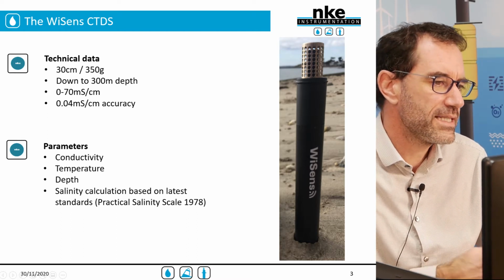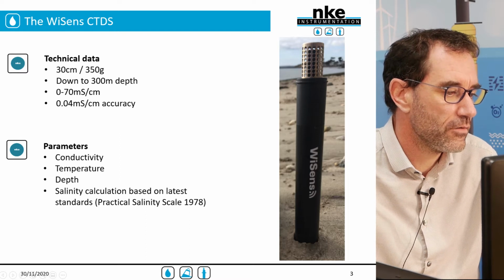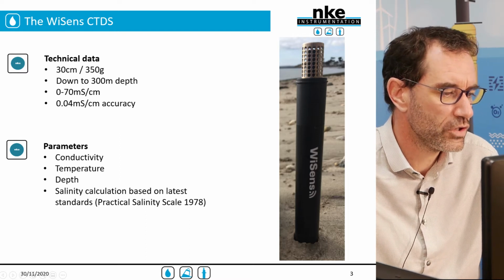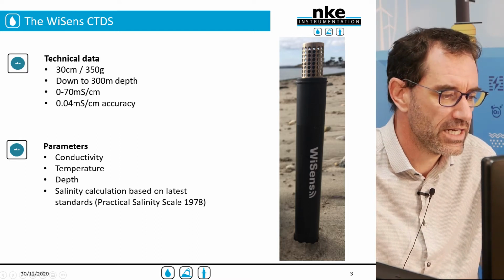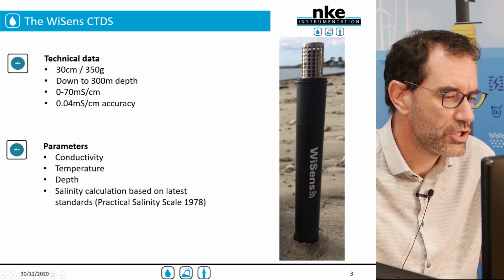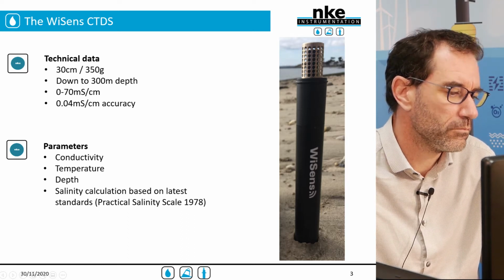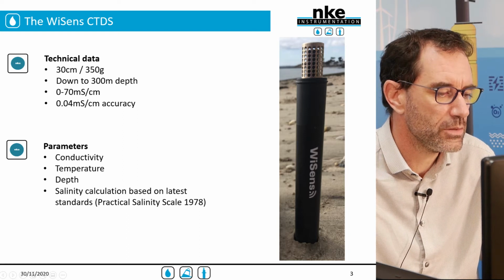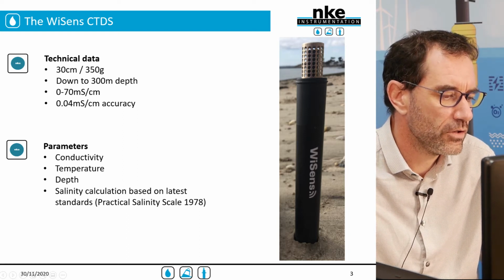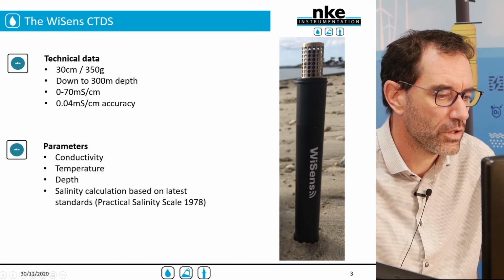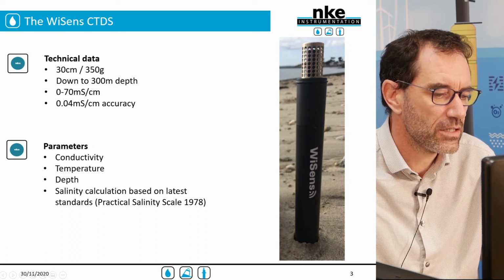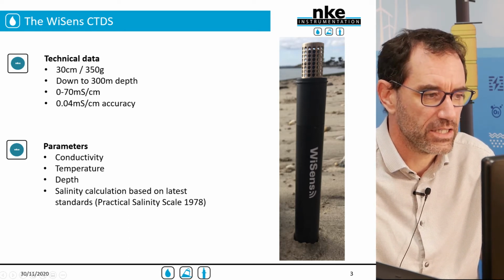Of course, the WiSens CTD is first a CTD to measure conductivity, temperature, and depth, and by calculation we give this salinity measurement based on the latest standard, of course, the PSS 1978.